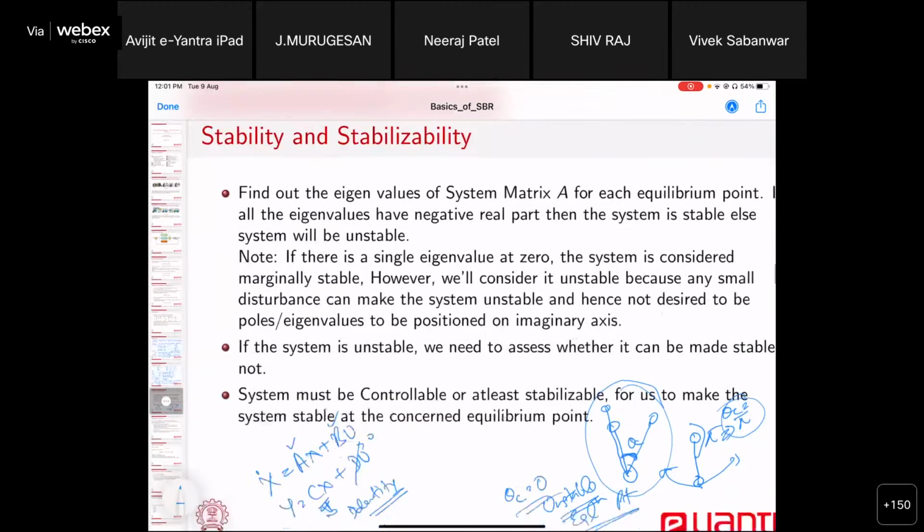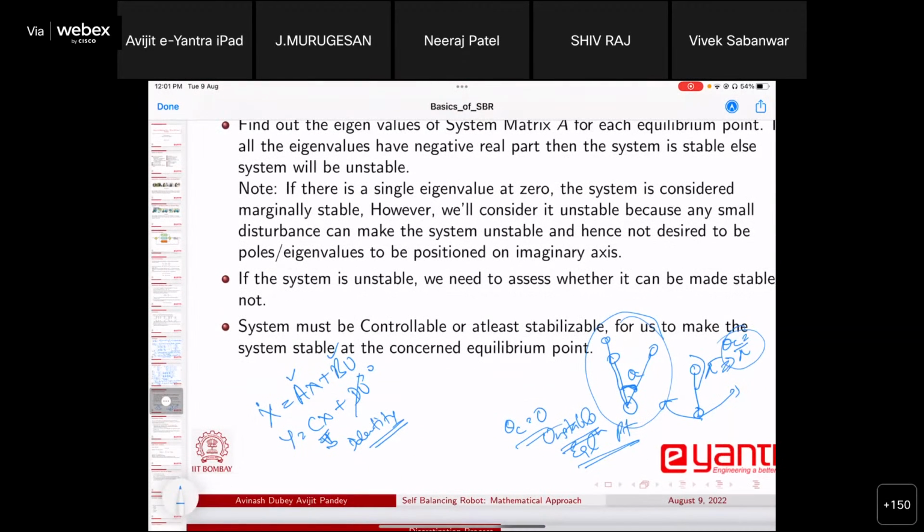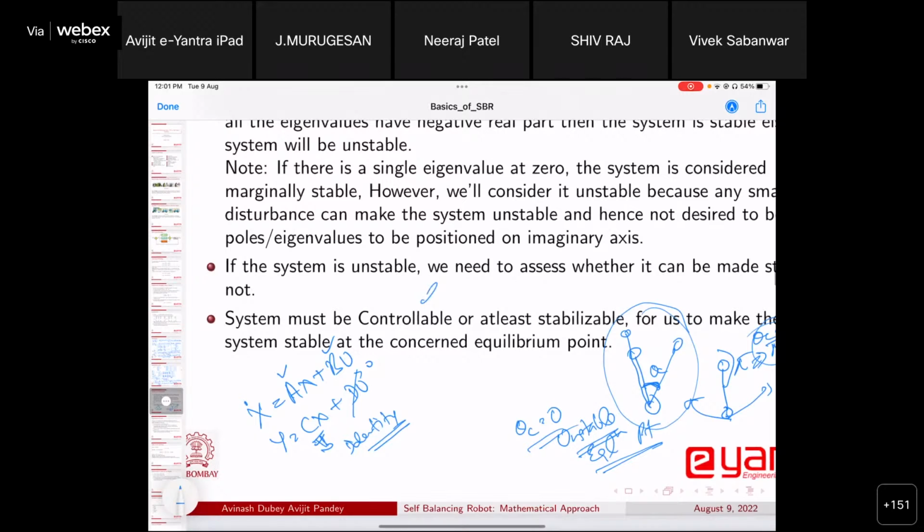So before I design a controller, I need to ascertain that if there are some unstable eigenvalues, I'm able to stabilize them. What do I mean by that? I find a controllability matrix C, which is given by B, AB, and so on up to A to the n minus 1 B. I hope it is all visible. I'll write it somewhere else.